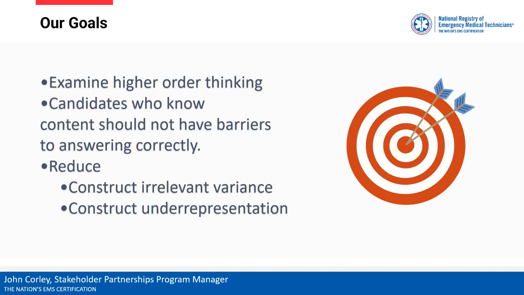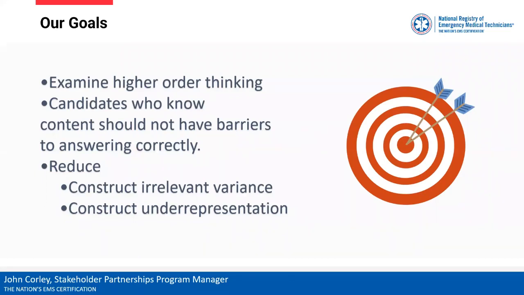Candidates who know content should not have barriers to answering the question correctly. That's really the main thing. The goal of good item development, both in your program and at the National Registry, should be to reduce construct irrelevant variance and construct underrepresentation. Those are big words. I'm going to break them down in the next couple of slides. But the key takeaway from this slide is that the goal in developing our test questions is to make sure that we're removing and eliminating barriers to answering that question correctly.